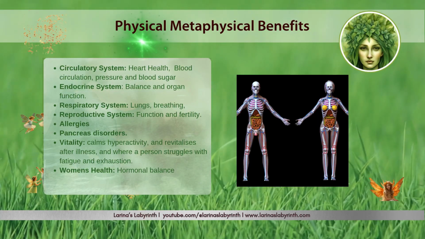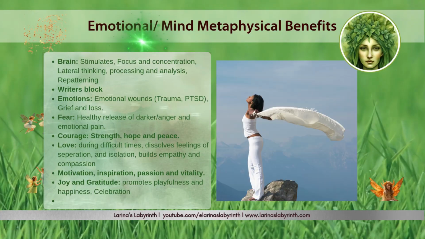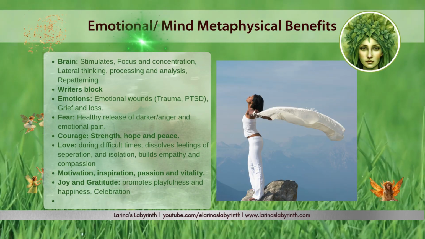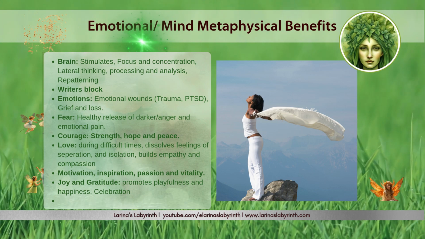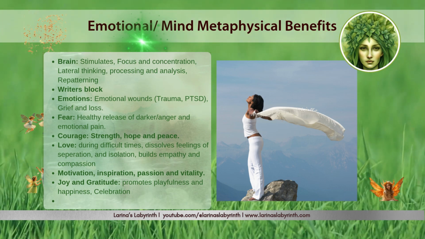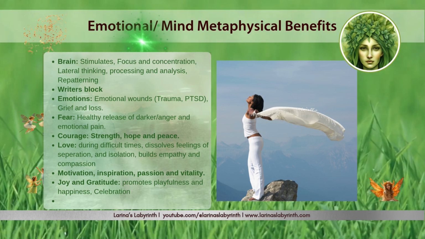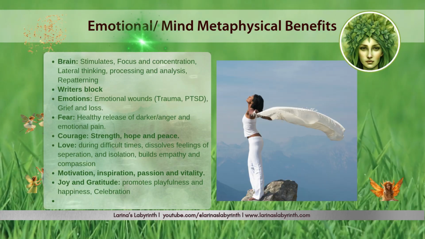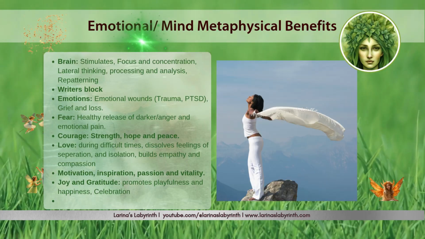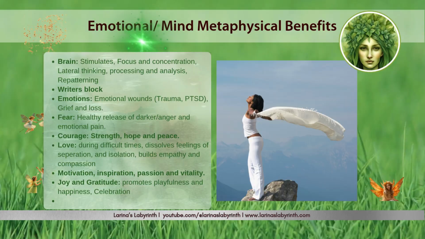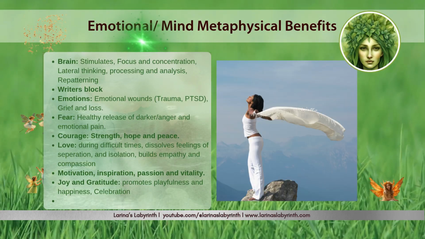So, speaking of emotions, the attributes of ruby zoisite for the way we think and feel is that it's supposed to stimulate the brain, support focus and concentration if you struggle with that, and support lateral thinking, which is this expanded way of thinking. It's thinking outside the box. So, it helps to process and analyze new information, and it's supposed to support repatterning.